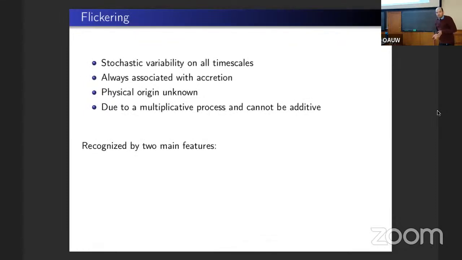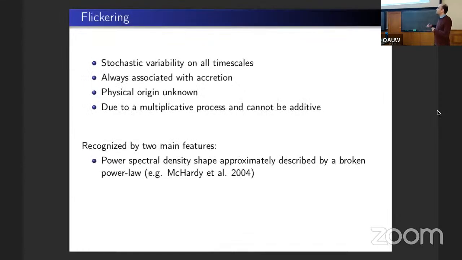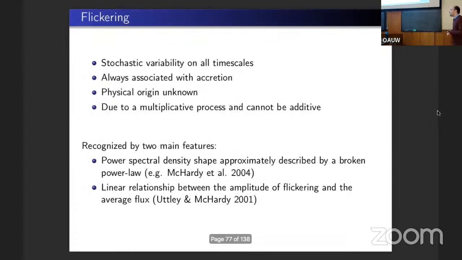Not any old noise is flickering, and flickering is recognized by two main features. If you see noise, it is not necessarily flickering, but if you see these two features, it's certainly flickering. First of all, when you calculate the power spectral density, its shape is always described by a broken power law. And there is also a relationship between the amplitude of the flickering and the mean flux of the system. And this is a linear relationship.